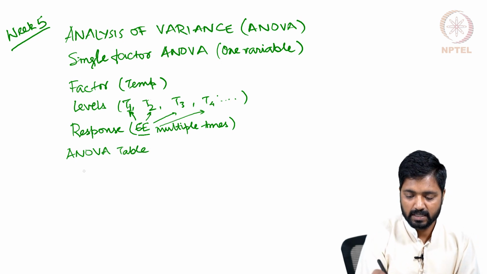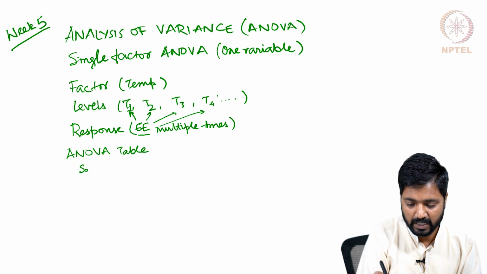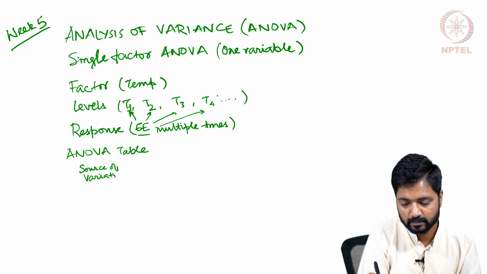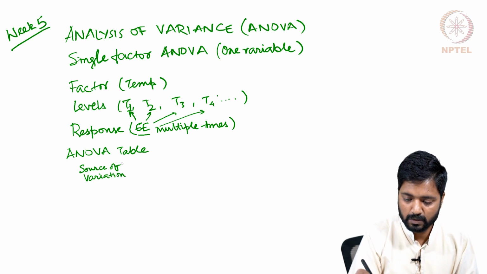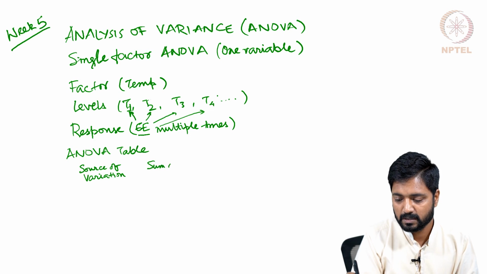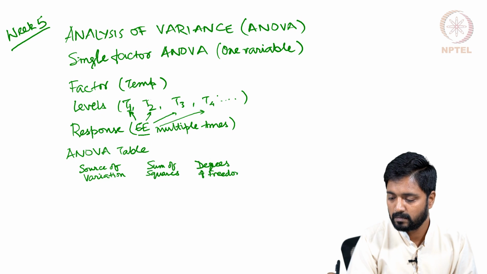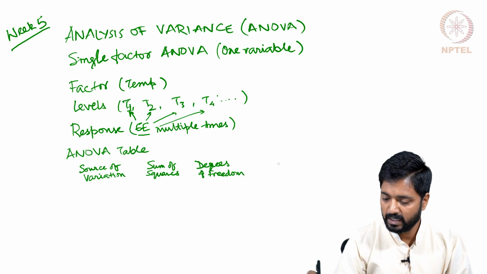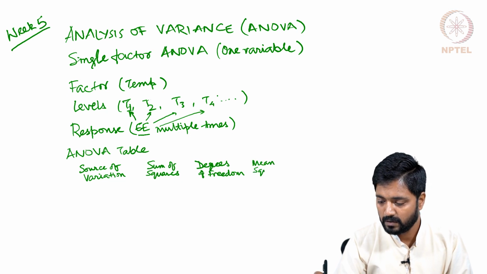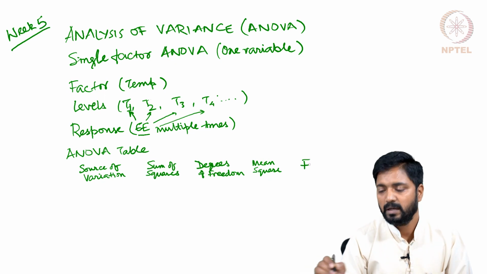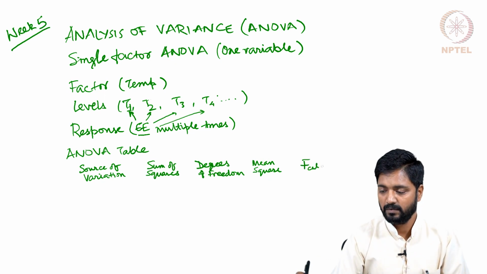And here essentially we saw that we list the source of variation, then we talked about the sum of squares, the degrees of freedom, and finally the mean square values and the F calculated value.